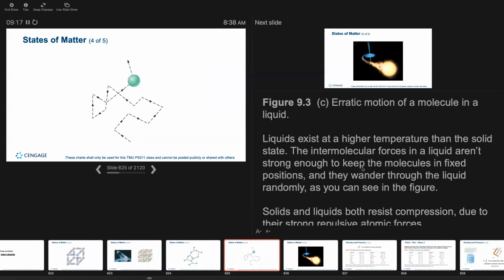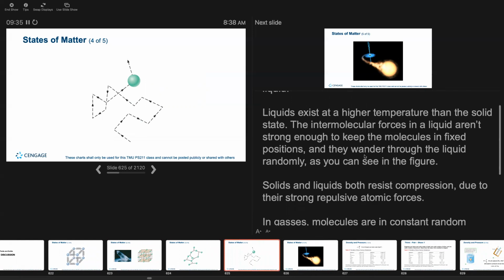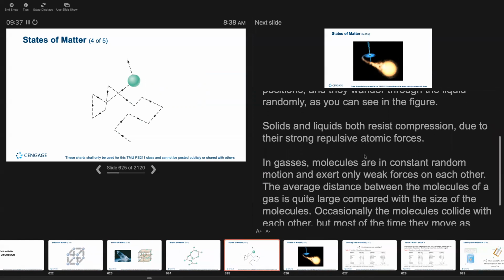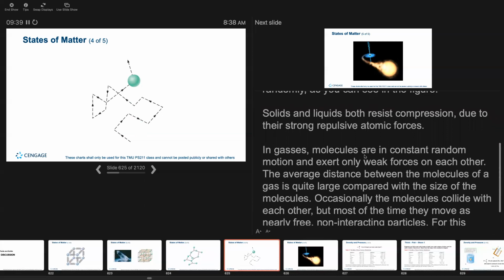Here we're trying to show erratic motion of a molecule in a liquid. Liquids exist at a higher temperature than the solid state of that material. The intermolecular forces in a liquid aren't strong enough to keep the molecules in fixed positions, and they wander through the liquid randomly, as you can see in the figure. Solids and liquids both resist compression due to their strong repulsive atomic forces.